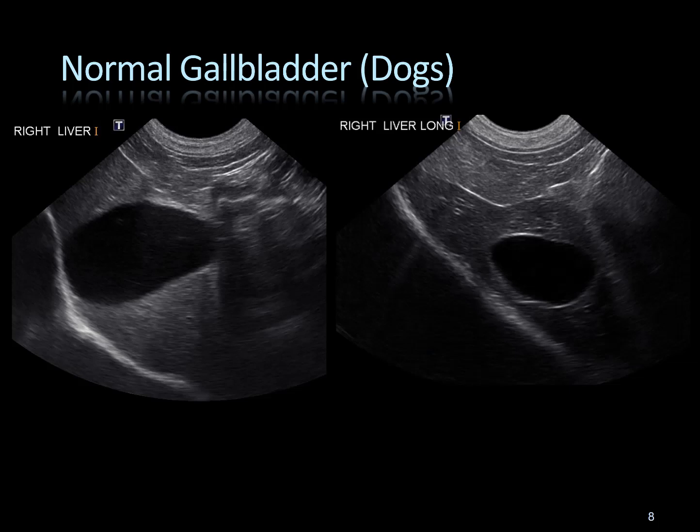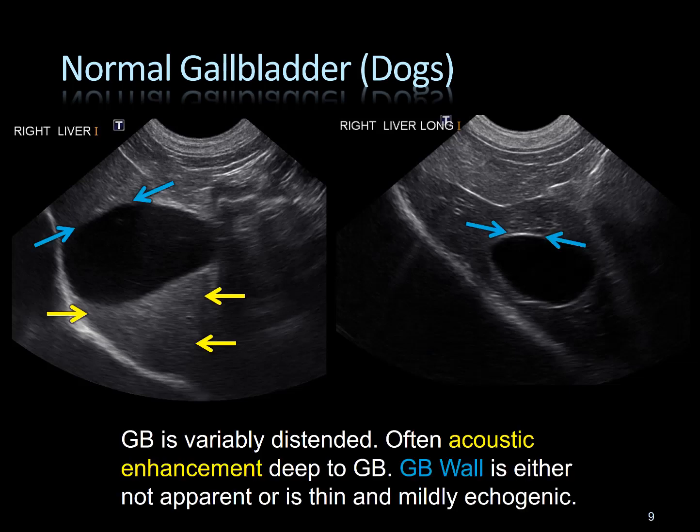Here's a normal gallbladder in a dog. You can see that the wall is virtually either not distinguishable, or when it is, it's a very thin little line. And then because you have anechoic contents in the gallbladder, you usually will see acoustic enhancement deep to the gallbladder.